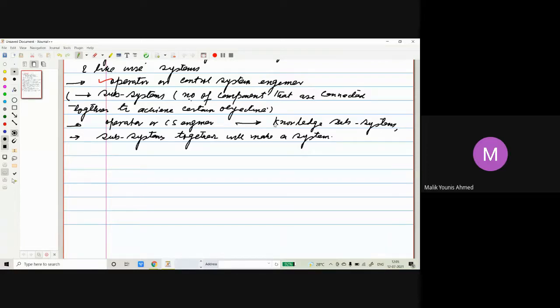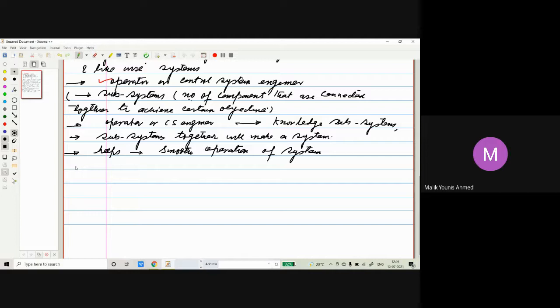A control system engineer or a particular operator is expected to know the complete system. Why is he expected to? Because if he knows the ins and outs of the complete system, it not only helps the smooth system operation. Number one, if he has the knowledge, it will help in the smooth operation of the system. So the system will be working properly, and system operation is smooth, number one.